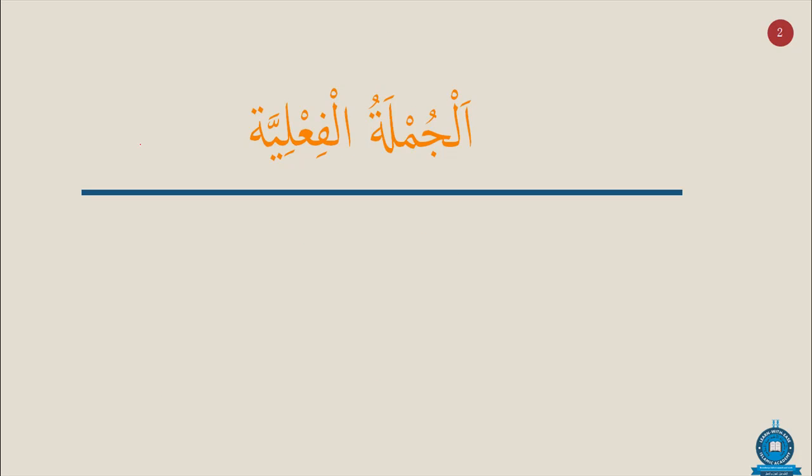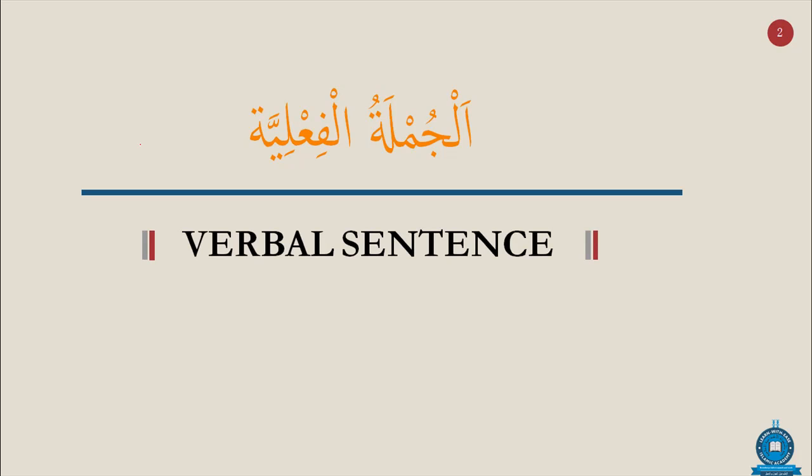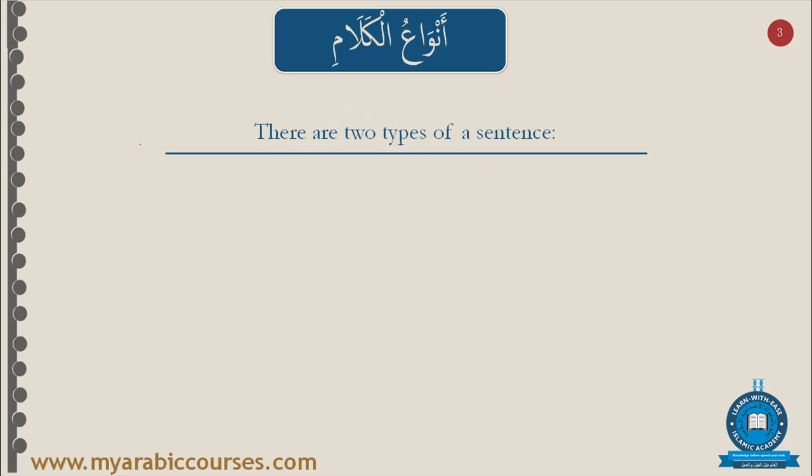myarabiccourses.com. So in this lesson, we are going to start with Al-Jumlatul Fa'iliyya. Let's say together. Al-Jumlatul Fa'iliyya. This means verbal sentence. So, there are two types of sentence in Arabic language. The first one is called Al-Jumlatul Fa'iliyya, meaning verbal sentence.